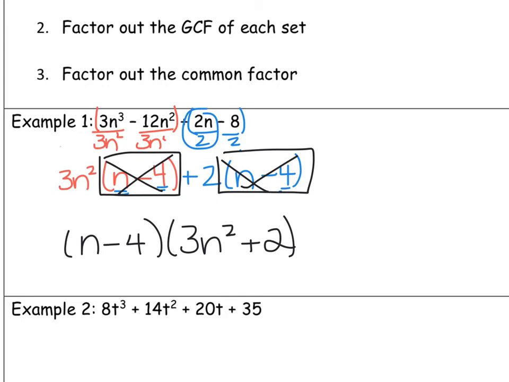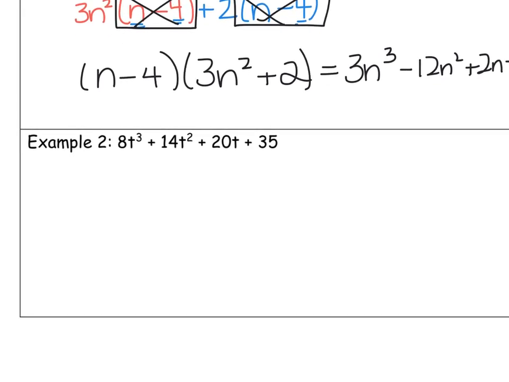Could you write it as 3n squared plus 2 times n minus 4? Absolutely, but when we multiply those together, what we should end up with, and we do, is 3n cubed minus 12n squared plus 2n minus 8. So here is our first factor, 3n squared plus 2, which is right here, and our second factor is n minus 4. Go ahead and try the last example and then check back for your answer.